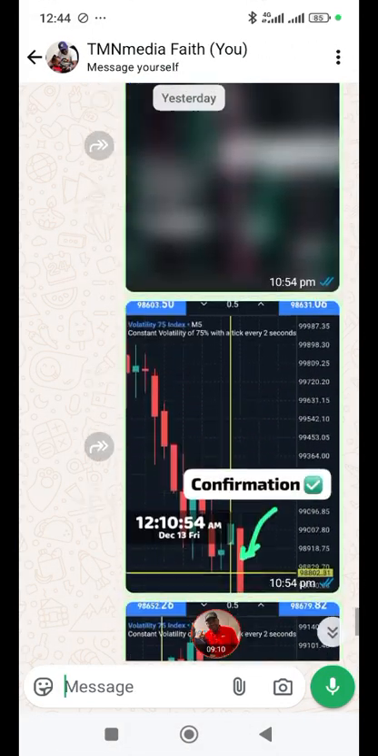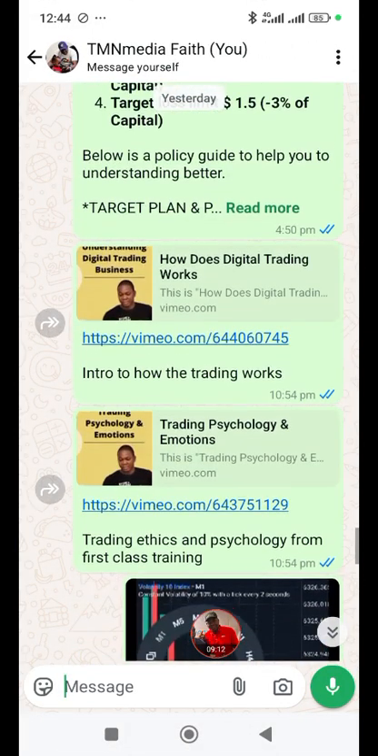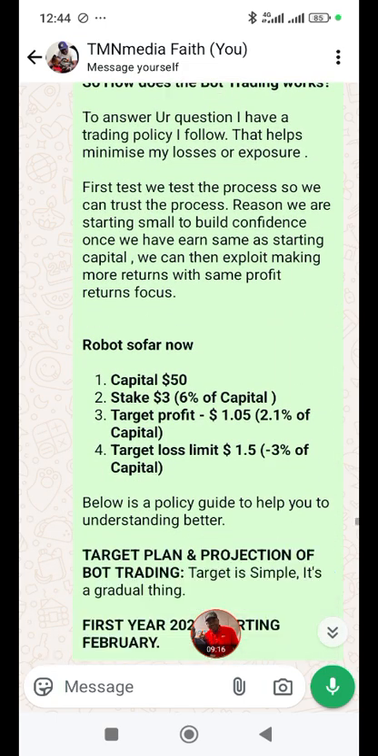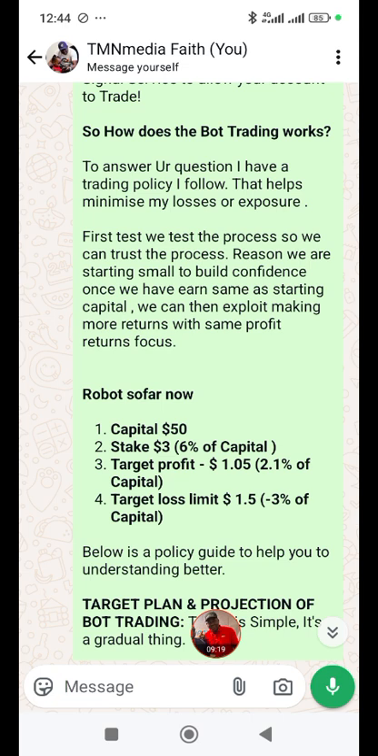So, okay, maybe I could do this to wrap this up so that you will understand. The projection for the robot is quite simple. This is what it's doing right now, for those who care to know. Robot so far. Capital, what you need is $50. We're going to be trading $3. That's 6% of your capital. Our target profit is $1.